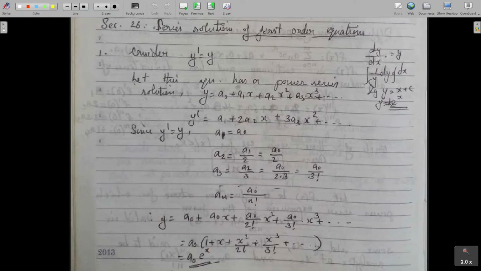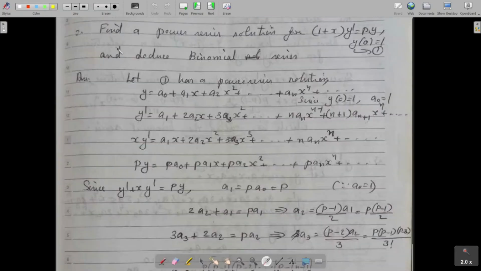You may get the solution by direct solution also. Actually, this differential equation can be solved by the method of separating variables. dy by dx equal to y. Separating the variables, we have integral 1 by y dy equal to integral dx. That is ln y equal to x plus a constant, or y equal to e to the power x plus c, that is a constant into e to the power x. That is actually the solution we got here. So this is the method of solution of a differential equation using power series.